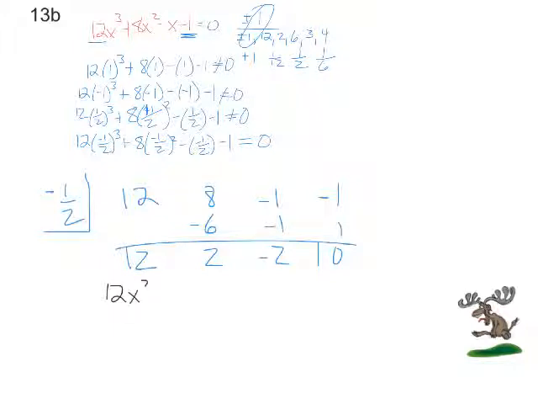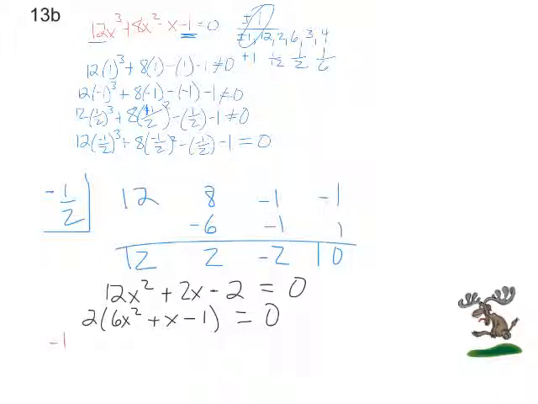Now we're at 12x squared plus 2x minus 2, and we're finding when that is equal to 0. Let's go and factor a 2 out to deal with smaller numbers. And now we've got a quadratic equation. Let's apply the quadratic formula. Negative b plus or minus the square root of b squared minus 4ac all over 2a. So we get negative 1 plus or minus 5 over 12.